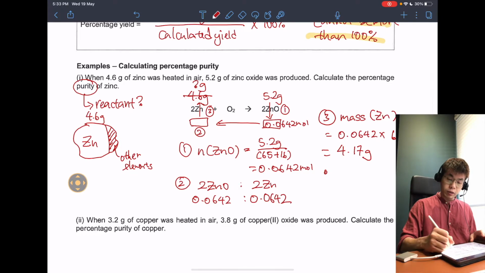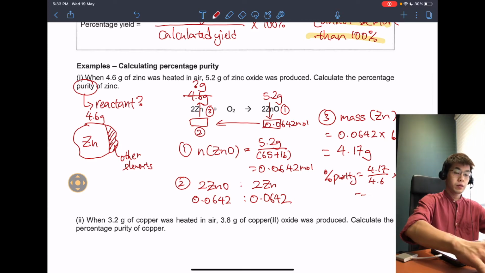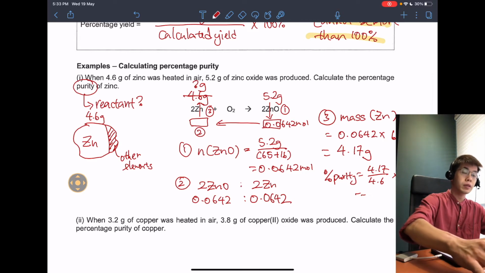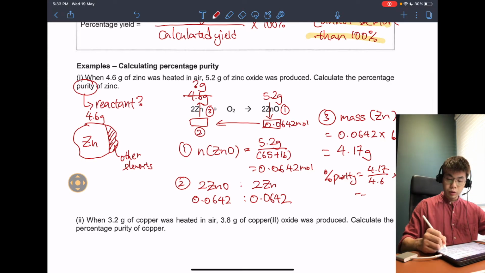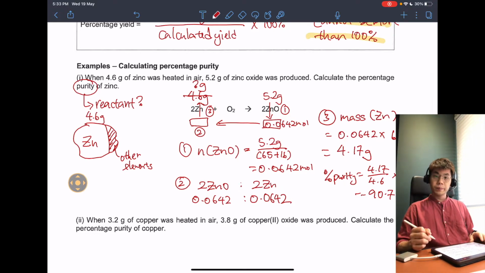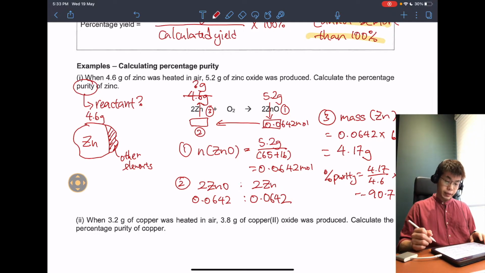So the percentage purity is therefore equals to 4.17 divided by 4.6 times 100%. 4.17 divided by 4.6, that will equals to 90.7% purity. Okay, that's how we do that. Moving on to second question, question number 2.